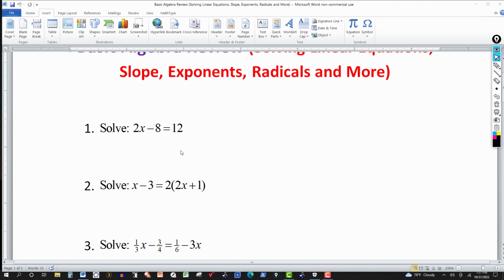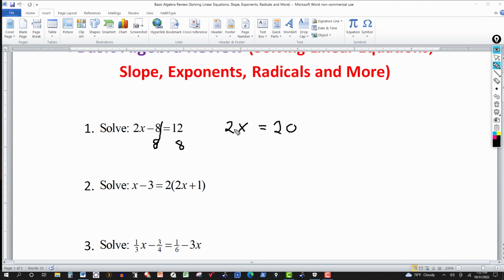Now let's look at this first one then. We have 2x minus 8 is equal to 12. Now if you can combine terms or simplify one side or the other, you go ahead and do it. In this case, I can't do anything here. So I simply say, well, let's get rid of this minus 8 by adding 8 to both sides. Minus 8 and 8 go to 0. On the left side, that leaves you with 2x. And then on the right side, 12 and 8 is 20. Now I have 2x is equal to 20.